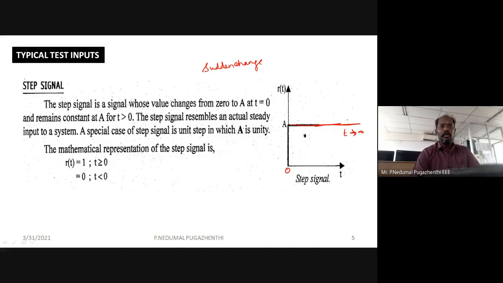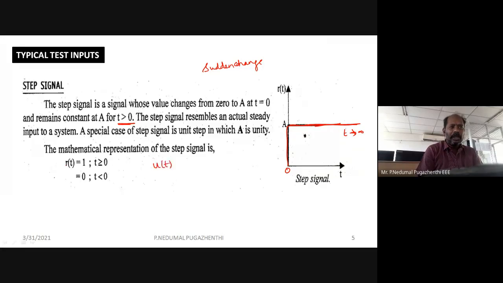Okay, it looks like a step. Am I right or not? This is looking like a step. We call this a step signal. The signal exists for t greater than or equal to 0, and it is represented as u of t.